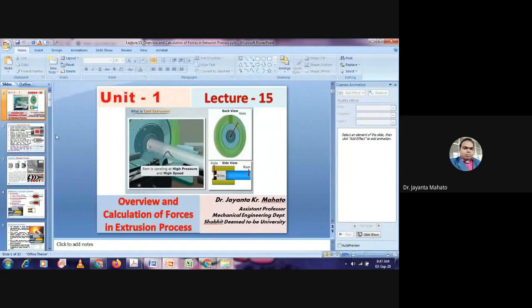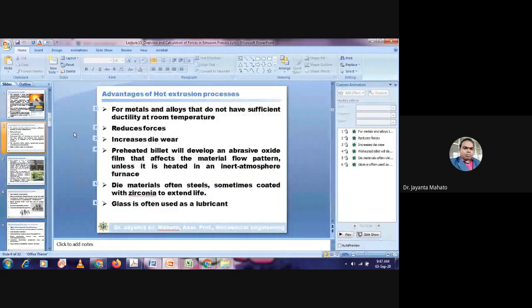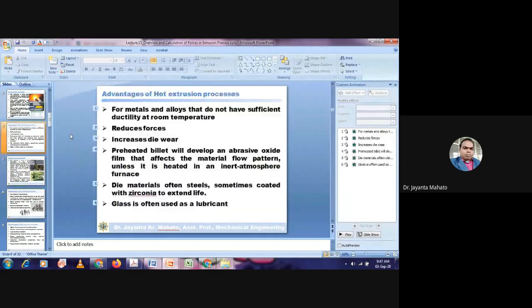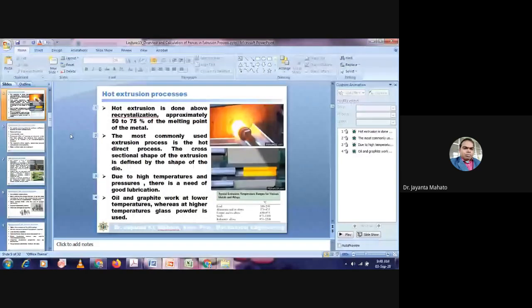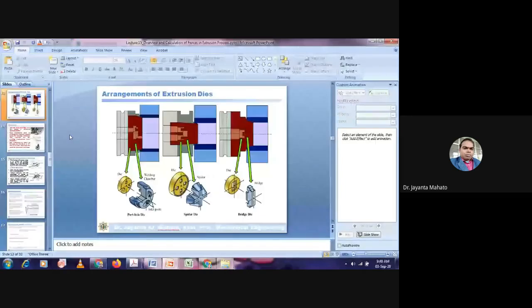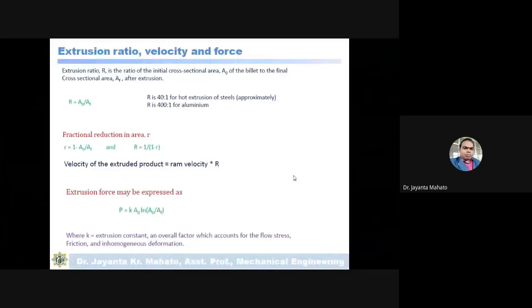Today we will discuss the remaining parts of the extrusion process. Actually, in the previous class, we have not completed the extrusion part. I think we have discussed up to extrusion ratio and velocity and force.